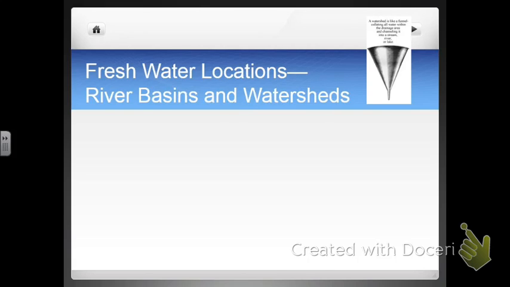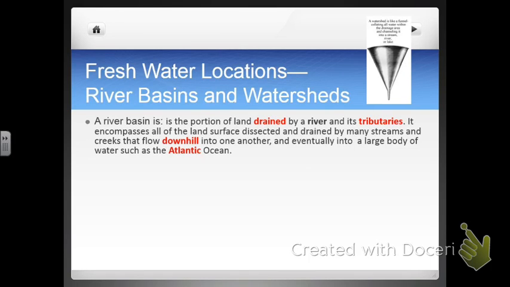You can think of a watershed and a river basin like a giant funnel. Where the water is, where the creek bed is, where the river bed is, the land is moving down. And so as all the water runs down, where does it end up? So tributaries just means smaller body of water. That can be a stream, it can be a creek, it can actually be another river that acts as a tributary. But it's all flowing downhill.